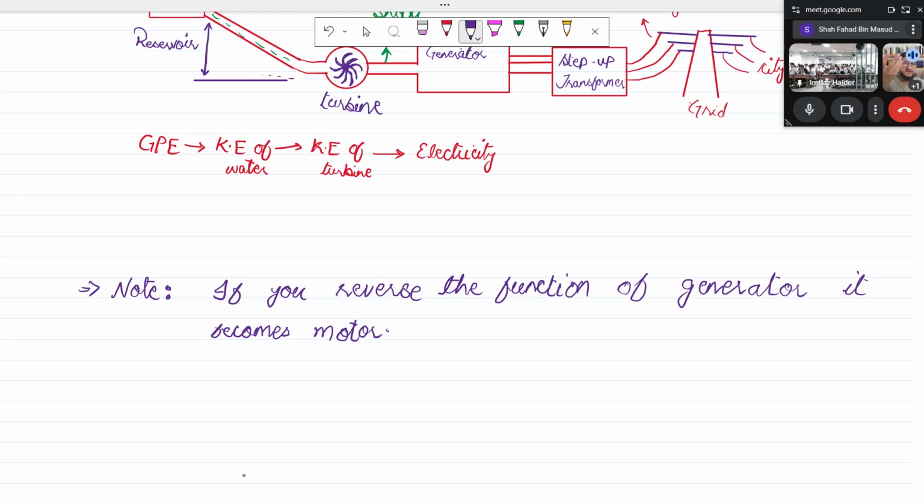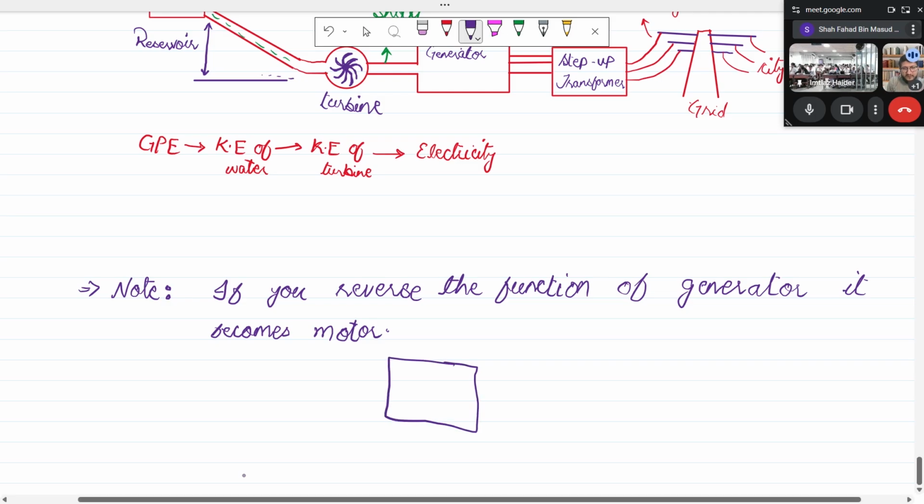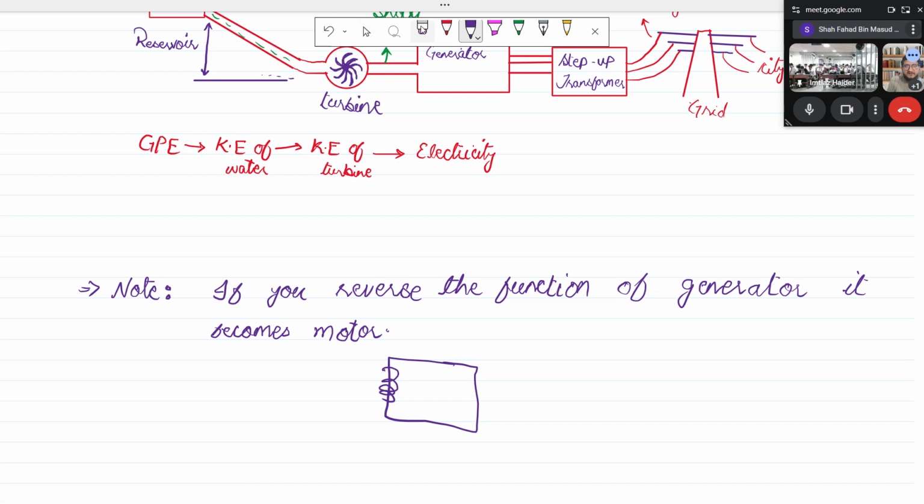Now, just remember one thing: if you reverse the function of a generator, it will become a motor. What does this mean, my child? Let's suppose, in a generator, what happens is that with the help of a magnetic field you are inducing the, one second, just give me a minute, I want to make it again.